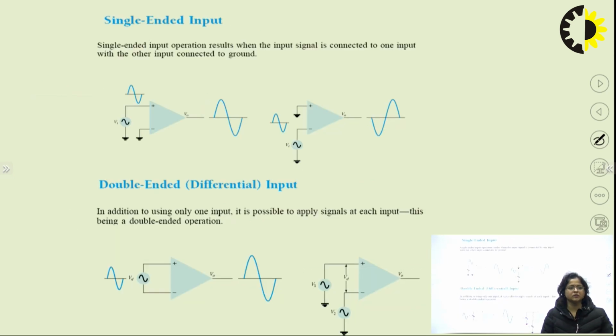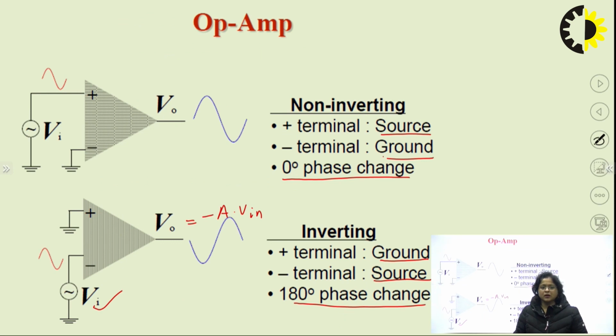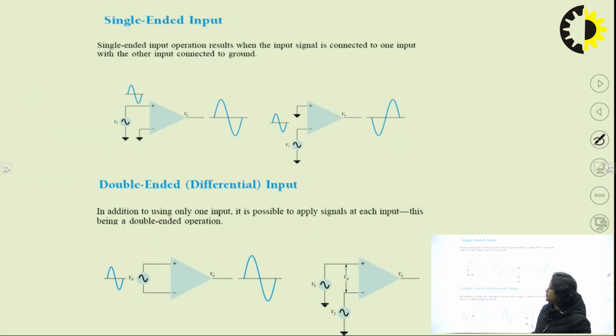Now we move towards the single-ended and double-ended configuration. Single-ended means we ground one of the terminals and apply input to the other terminal. So if we apply input to only one terminal, then it is called a single-ended configuration. The previous two configurations are single-ended configurations. If we apply the input to the positive terminal, input and output are in the same phase, whereas if we apply the input at the negative terminal, then the input and output are 180 degrees out of phase.